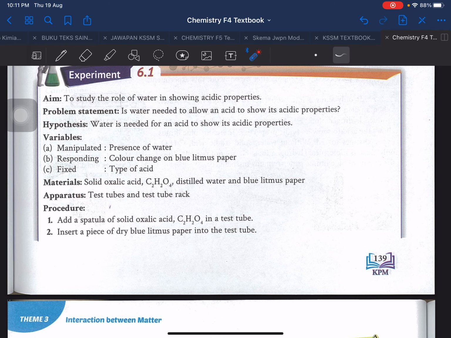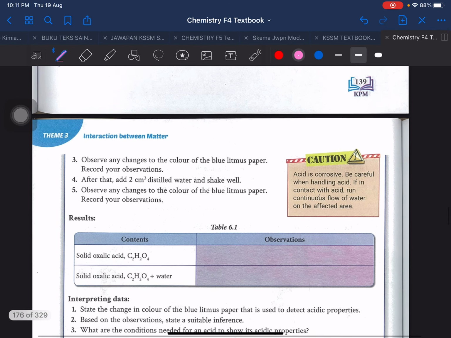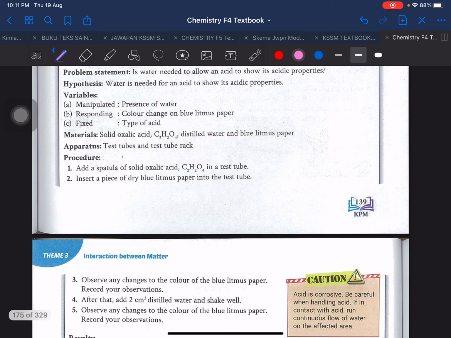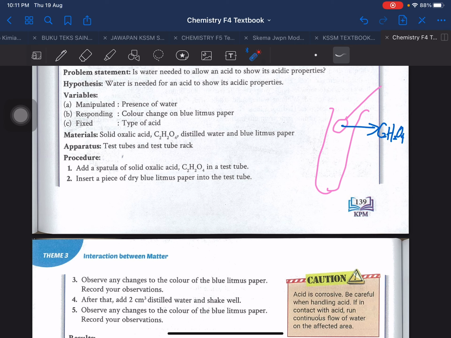Test tubes, okay? Okay, apa yang kita perlu buat adalah macam begini. Add a spatula of solid oxalic acid in a test tube. So this is your test tube, and then add a spatula of oxalic acid. Kamu tuangkan, okay? Add a spatula. Spatula kan yang sudu dalam makmal tu kan? In a test tube. So this is oxalic acid, C2H2O4. Dalam bentuk pepejal, solid. After that, insert a dry blue litmus paper into the test tube. Okay. Now you have blue color lah kan di sini. Okay, this blue color ini adalah oxalic acid lah dalam bentuk pepejal.